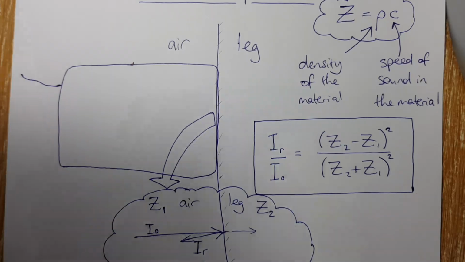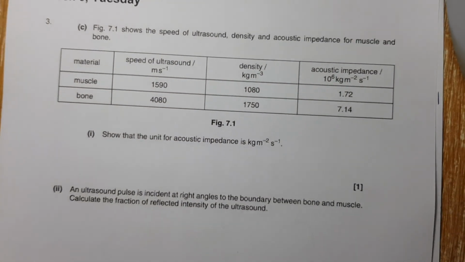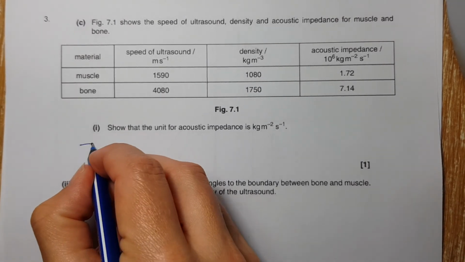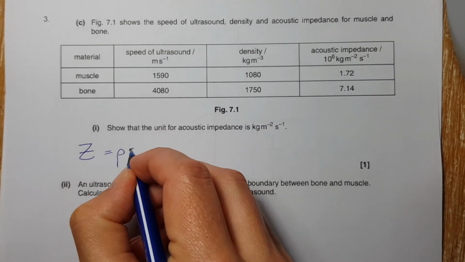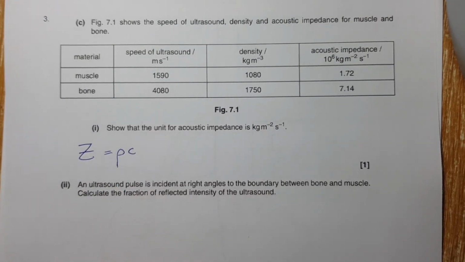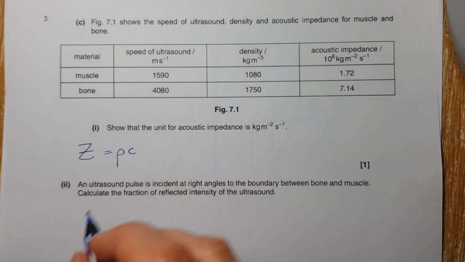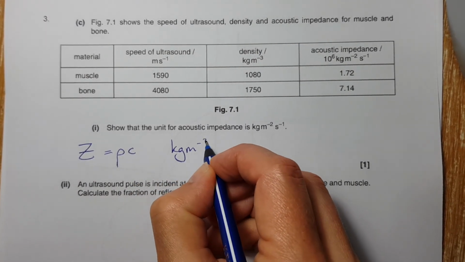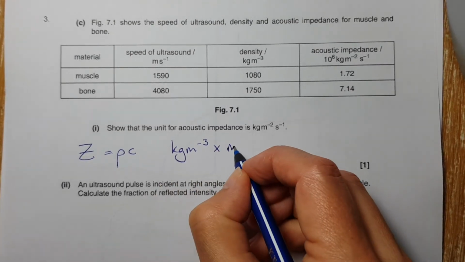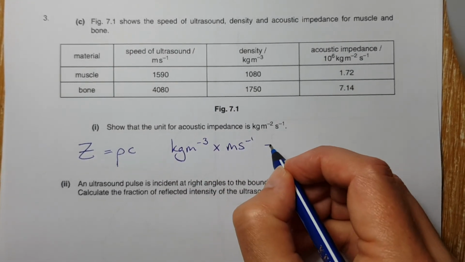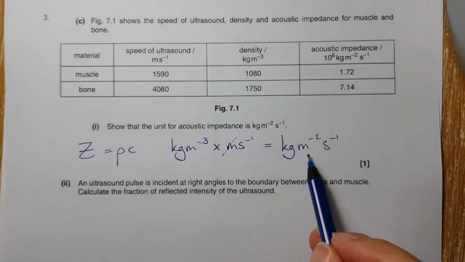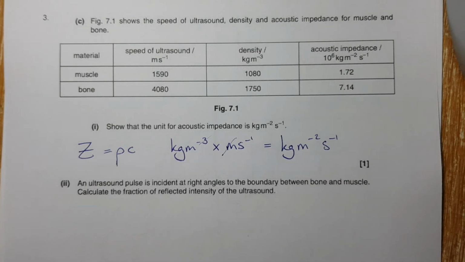Okay, so here is question 3, to practice all of that. And nice easy first mark there. The formula for impedance, as we saw, is density times speed of sound in the material. And so that means that its units are the units of density times the units of speed. And they cancel down to kilograms per metre squared per second, as we've been told.